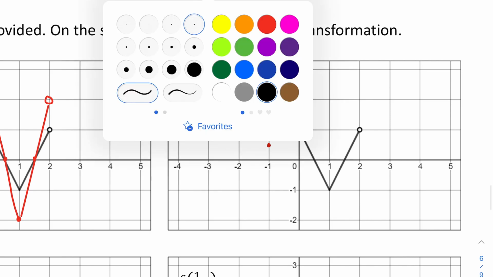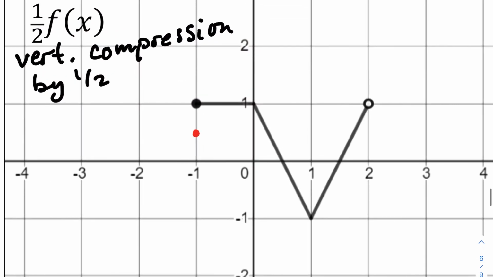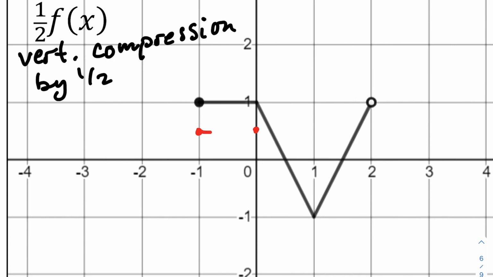So every point in my new graph will be 1/2 as far from the x-axis as it used to be. So we're going to get a horizontal portion right there. The intercepts will not change. This bottom of the V will be 1/2 as far away. The hollow point will be half as far away. The intercept will not change. And we'll get this shape.